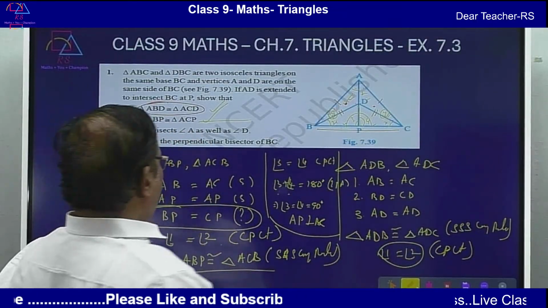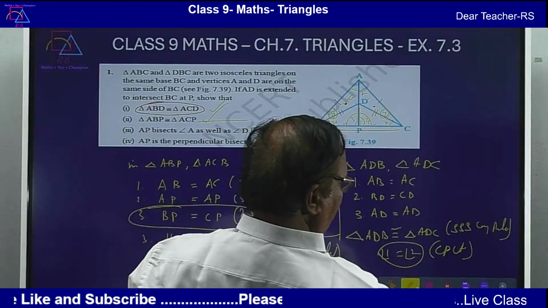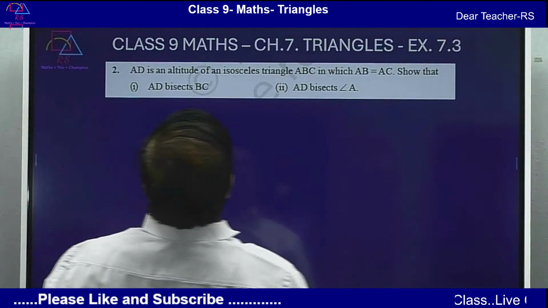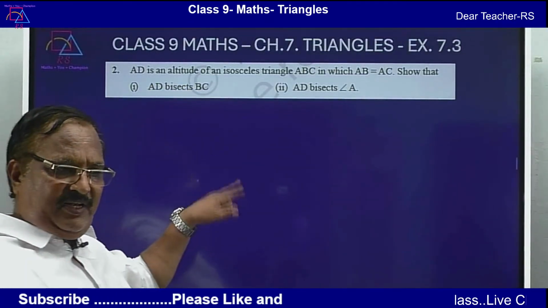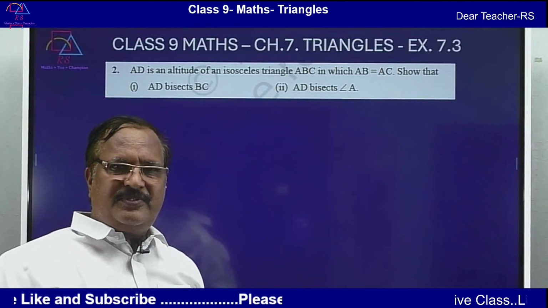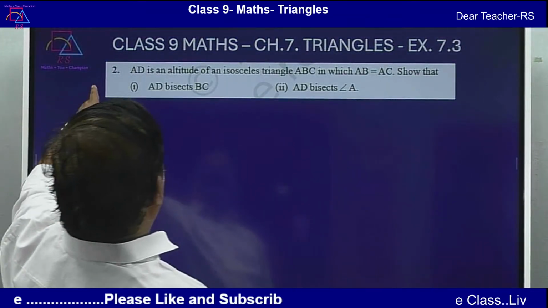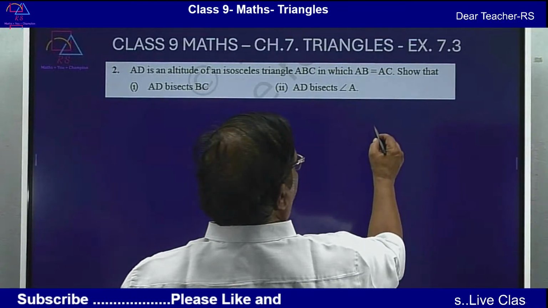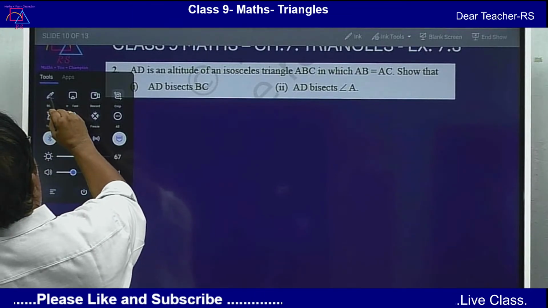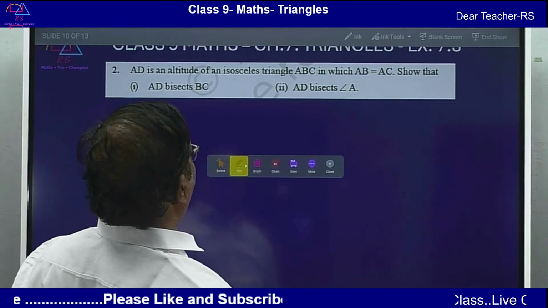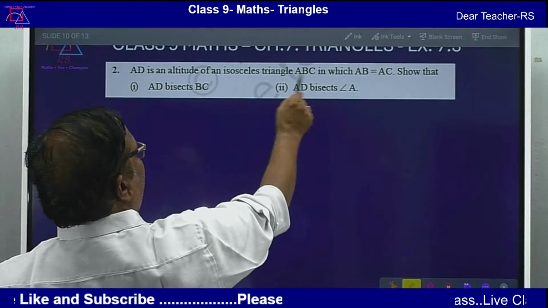Okay. Now, let us go to another slide. Next question. Shall we stop here? We'll continue, we'll complete this. All small problems, this exercise we'll continue. We'll finish off today. So AD is the altitude of an isosceles triangle. We have to draw an isosceles triangle.